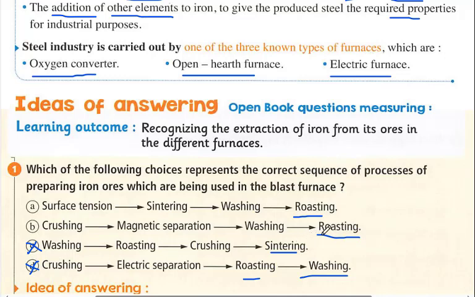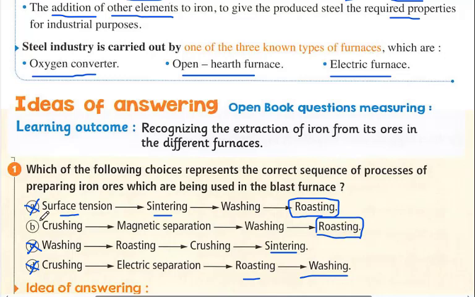So the last thing in the preparation or dressing is roasting. Roasting here is correct and roasting here is correct. But what is here? Sintering after surface tension. Surface tension is concentrating the iron ore. Okay, electric separation, magnetic separation, or surface tension, or all of them, all in this stage. But sintering after crushing. So crushing, sintering, surface tension. So it is not correct.